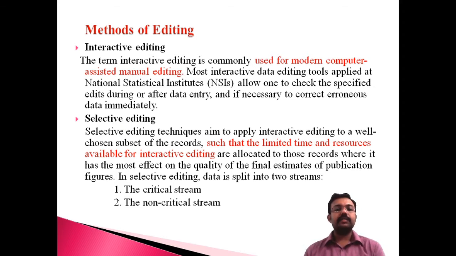As one example, a National Institute allows one to check the specified edits during or after the data entry, and it is necessary to correct erroneous data immediately. That means the checking process. This type of editing always ensures the reliability of the data. Suppose you are collecting a lot of data, and then interactive editing is performed by the computer with manual assistance. That means human support is essential for the computer editing. So it is used for modern computer-assisted manual editing. This category of editing is known as interactive editing.